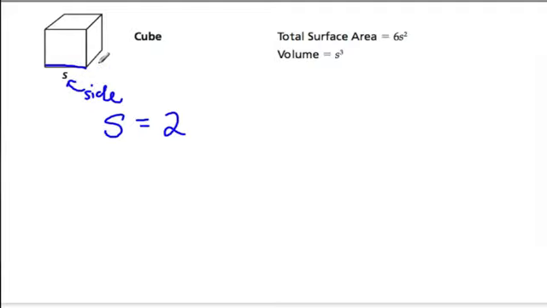Remember, a cube is special because every single side is the same length. Think of a cube that you would roll. If one side was too long, the cube would not be fair. And you roll it, it would lean towards one side. Now, that being said, S is 2.